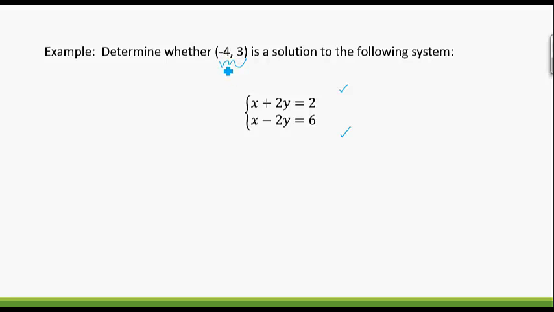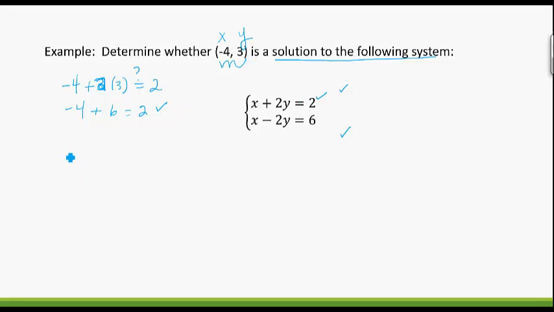The question is, is this that point of intersection? The point of intersection, if you recall, is the one point that works for both equations. So to see if this is a solution to the system, we simply need to substitute this in for x and this in for y in each equation. So I'm going to substitute in negative 4 plus 2 times 3, and my question is, does this equal 2? Negative 4 plus 6 is 2, and this does equal 2, so negative 4, 3 is a solution to this equation.